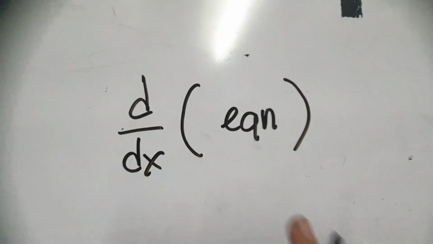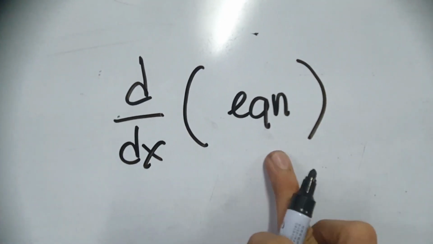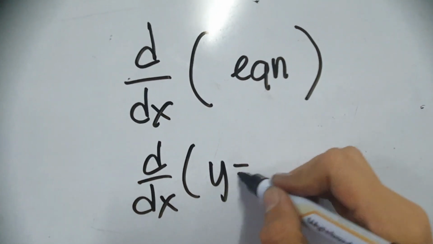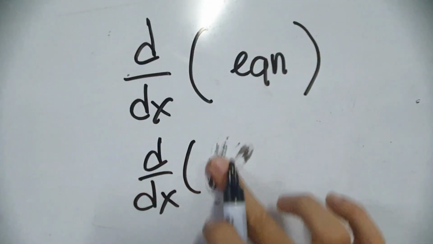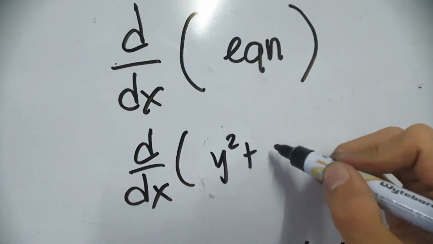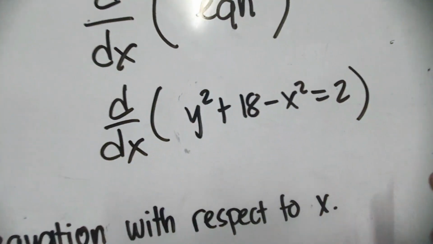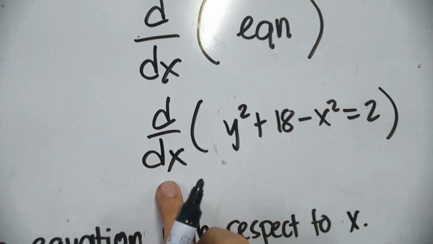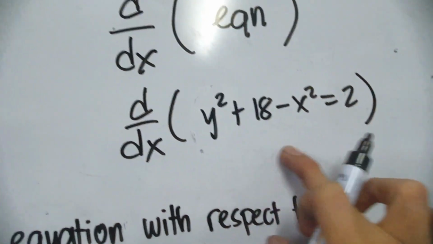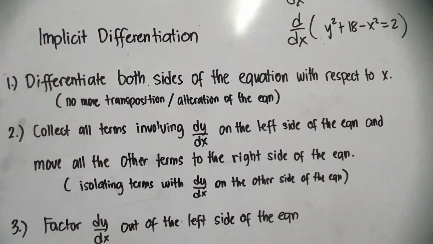When we say equation, it is an algebraic expression that has an equal symbol in it. So if you have d over dx applied to y squared plus 18 minus x squared equals 2, you're going to apply this derivative operator to all the terms in this equation. This is an equation. Okay, so that's the first part.